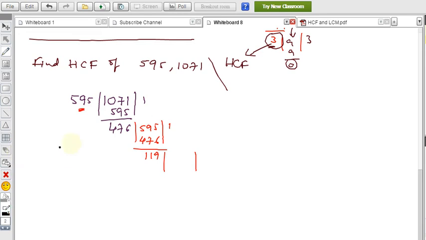Same, what number should be written now? This 476. 476 must be here. Then the 119 table. So 119 4s are 476. Direct table. So exactly 476 comes, remainder 0. Then finally 119 is the HCF. So the answer is 119. 119 is the HCF of 595 and 1071. Okay, this is the division method.